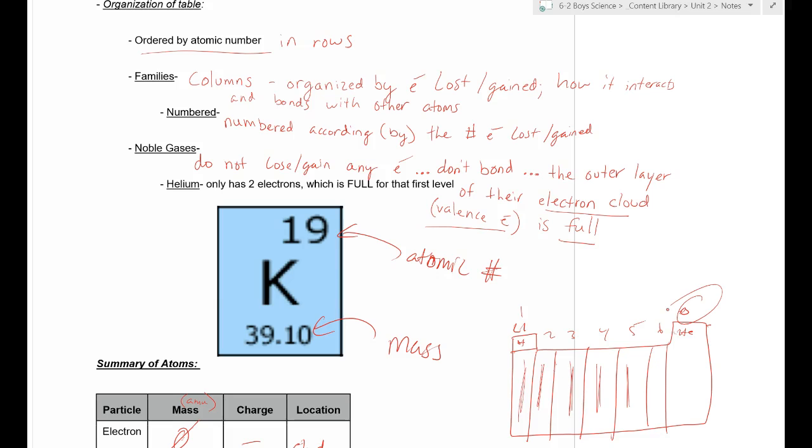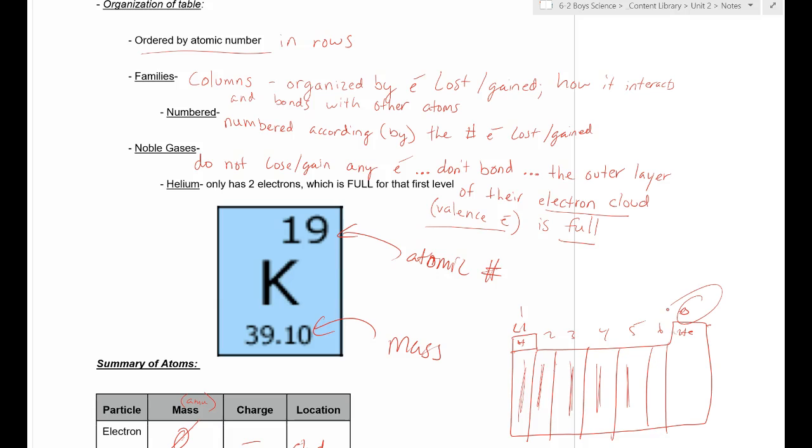It means that they don't bond, because the outer layer of their electron cloud, also known as their valence electrons, is totally full. Valence electrons is the same thing as the outer layer. So they can't accept any more electrons. And also, since it's full, they don't want to give away any electrons.